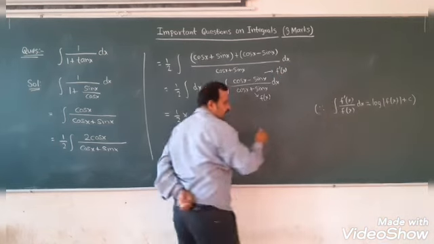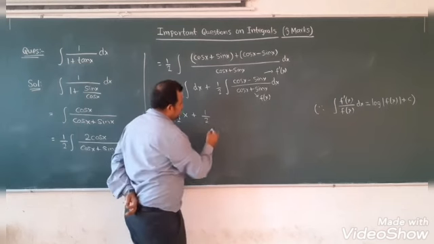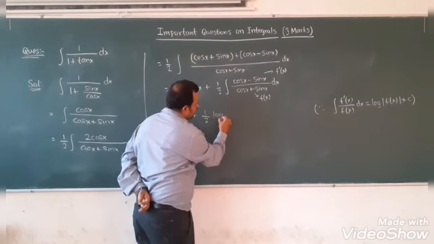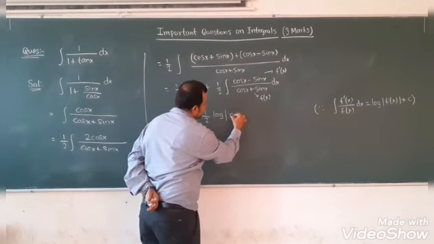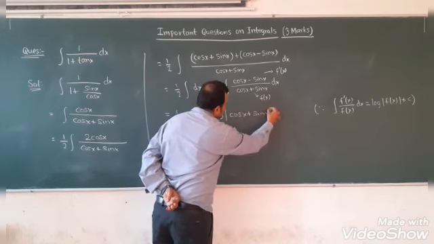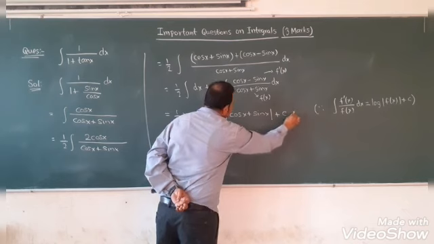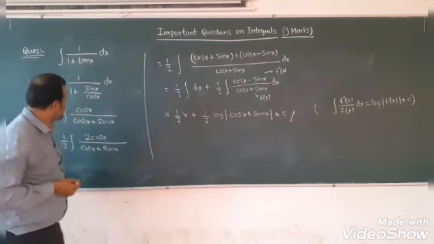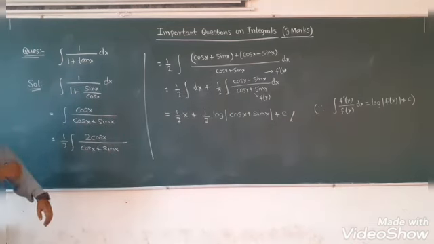So if you apply that result, what will you get? You will get log of f of x. F of x is nothing but mod of cos x plus sin x, plus c. So this is the required answer. Let us see the solution once again.